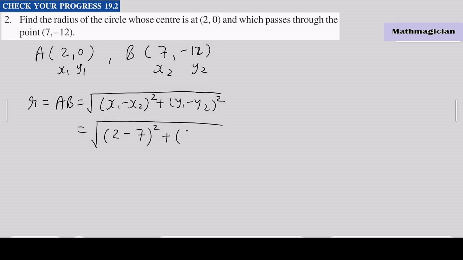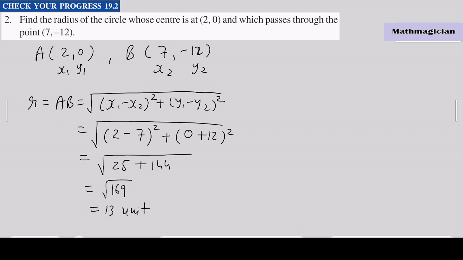plus 0 minus minus 12, that is plus 12, whole bracket square. So this is minus 5 square, that is 25, and this is plus 12 square, that is 144. That gives us the answer 169. Now the square root of 169 is 13. We are aware of that, so that is our answer. So the radius of this circle is 13.